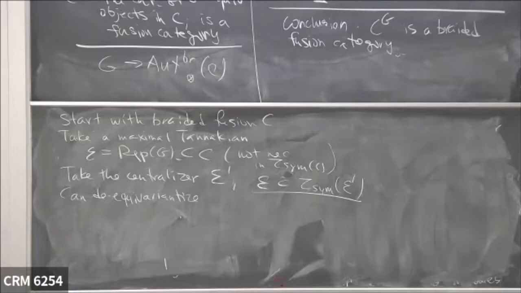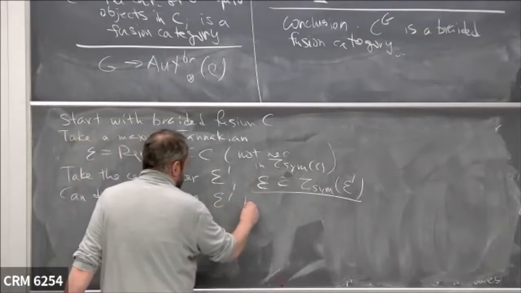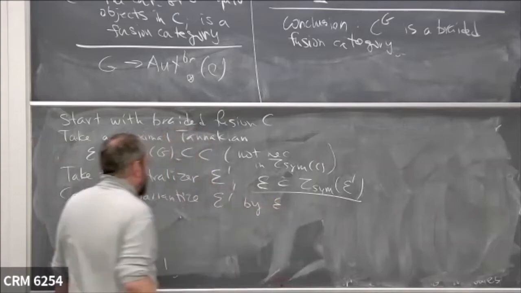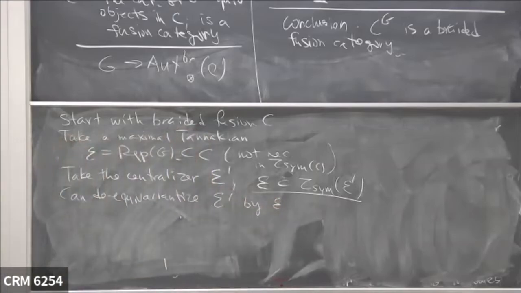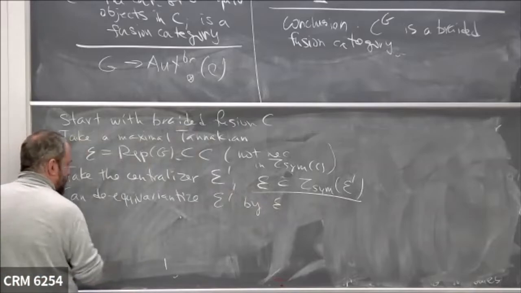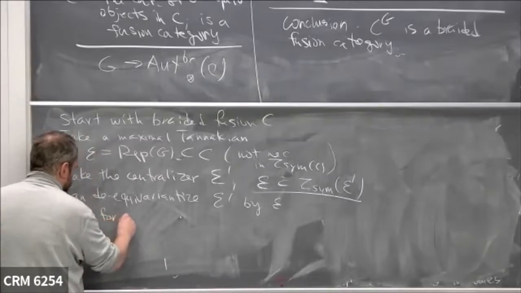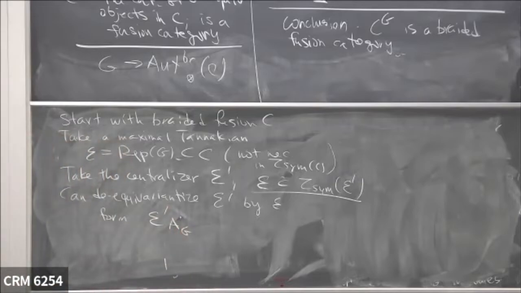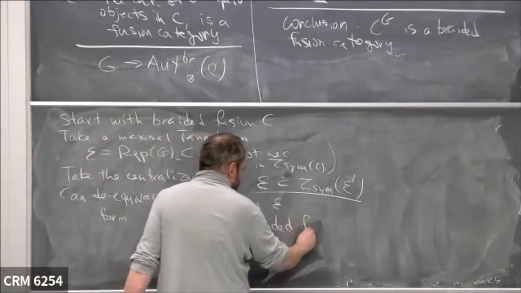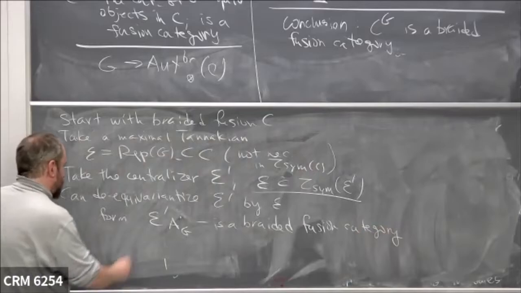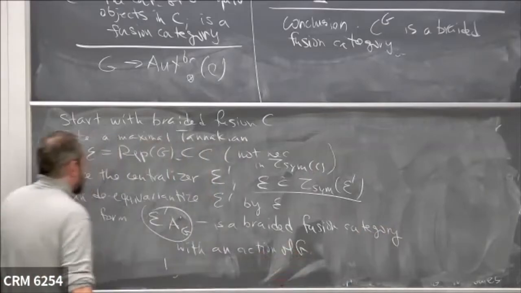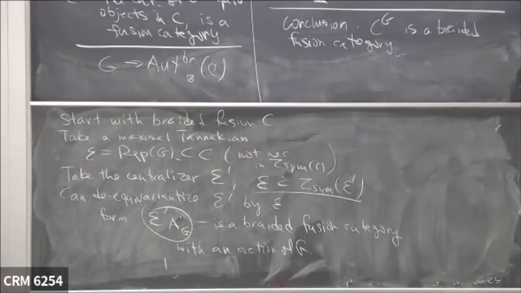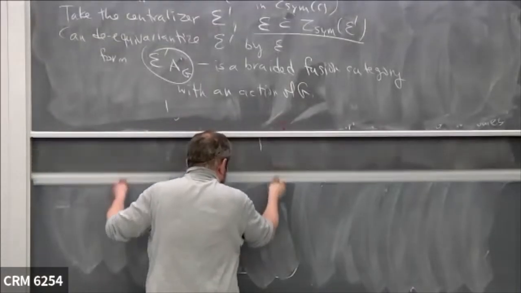Can we equivalentize E prime by E, right? So now the notation that we used for this, it was kind of, well, anyway. So what would that be? We form this E prime sub AG. Okay. And now, which is now a braided fusion category with an action of G on it. Okay, now and a theorem related to this.